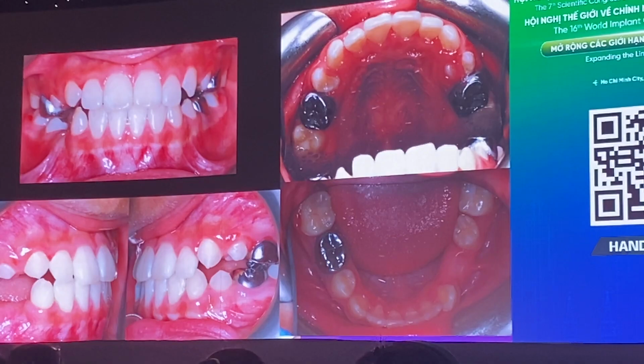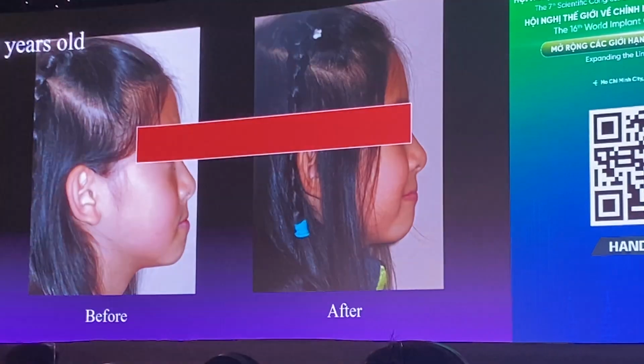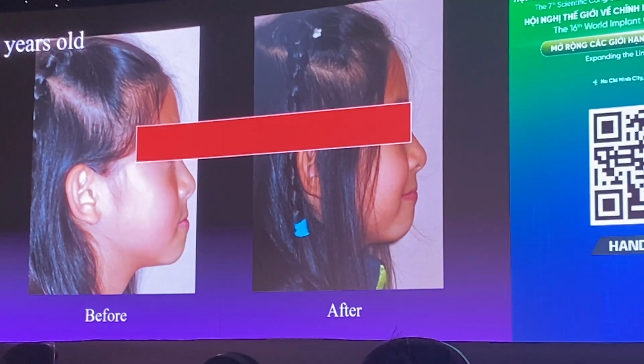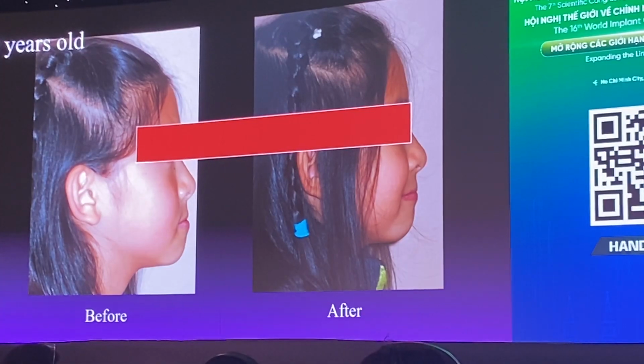All right? So if you can, go ahead and overcorrect the overjet to excess overjet about at least 3 millimeters. All right? So right now the patient is 9 years old, all right? So you can see the profile actually improve at 9 years old, just because it's only less than 1 year treatment, right?